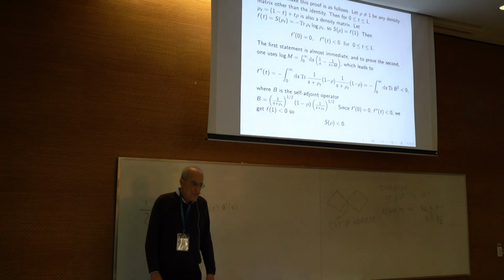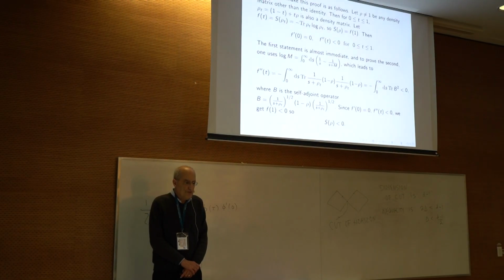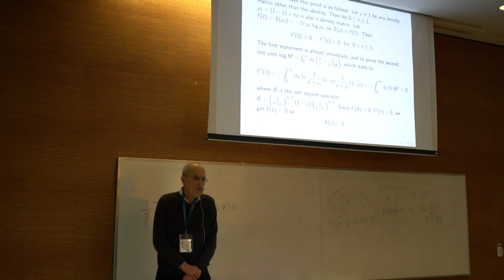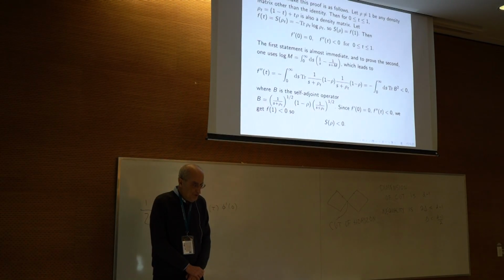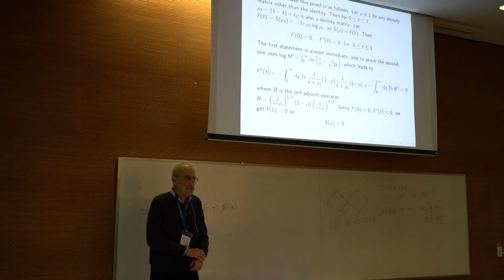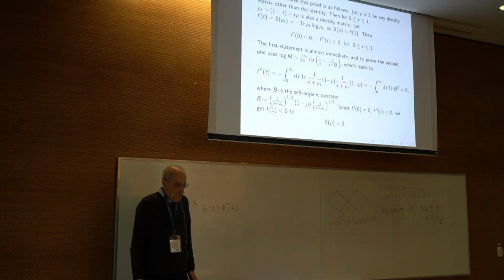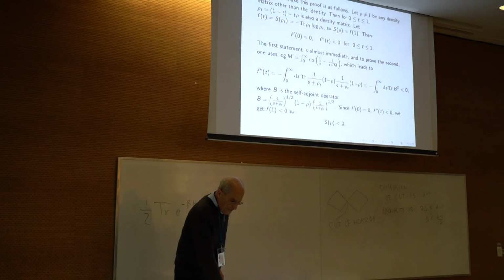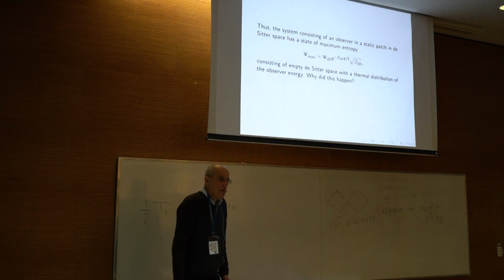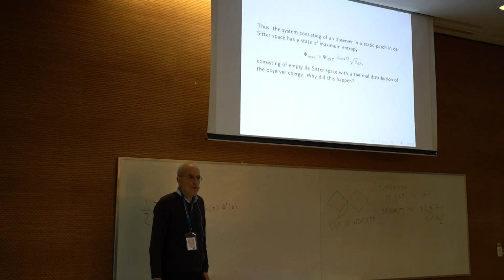A different way to say it is what I wrote here. The system consisting of an observer in the static patch has a state of maximum entropy, which is the natural de Sitter invariant state times this special observer state where the observer is in thermal equilibrium with the background. And that's a state of maximum entropy. So why did this turn out to be a state of maximum entropy?